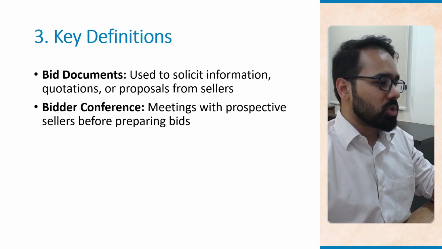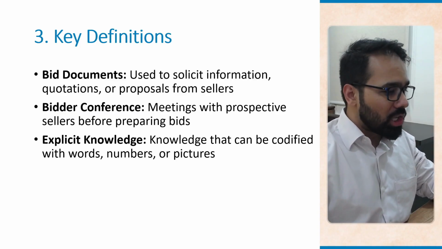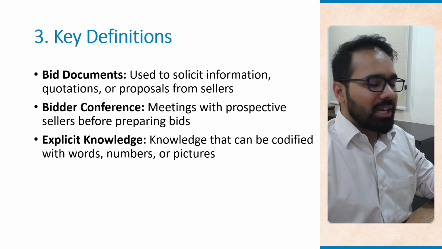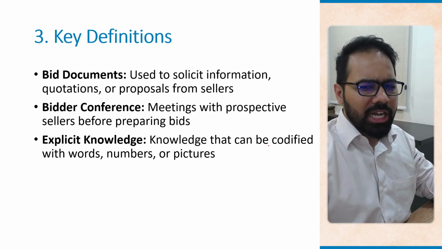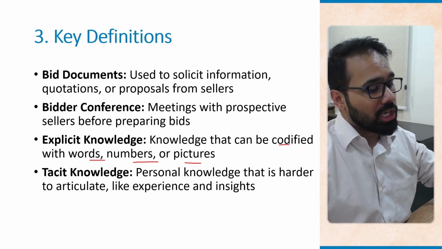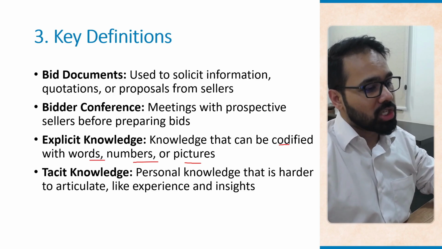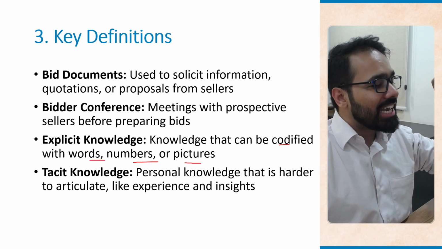It is going to help you immensely when it comes to procurements. All right, let's talk about explicit knowledge. This is knowledge that can be written down, like process checklists for testing your e-commerce website, right? So this is knowledge that can be codified with words, with numbers, or even pictures. But then there's tacit knowledge, which is harder to capture because it lives in people's experiences and insights.